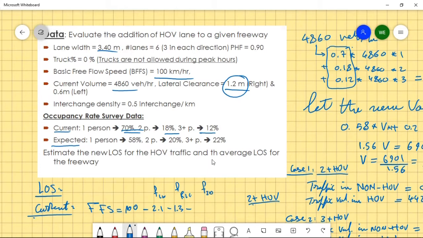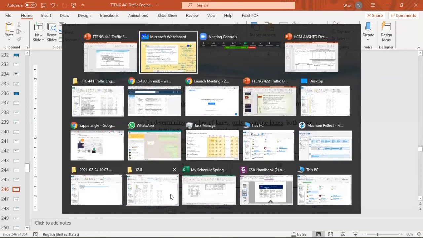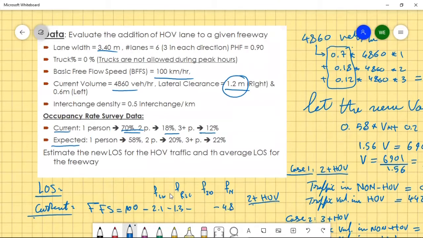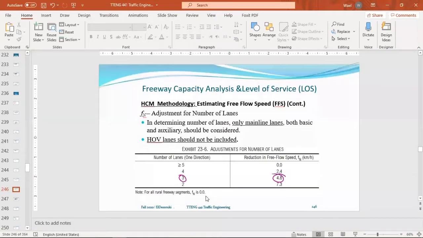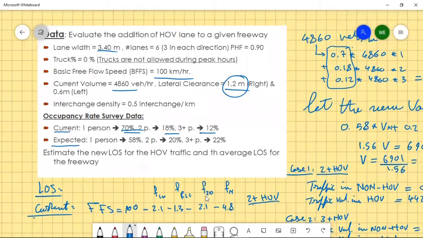Minus the other factor, which will be the interchange density factor. We have 0.5 interchange per kilometer, and there's another factor for number of lanes. So the interchange density we have 0.5. We go here, okay, no, that's the adjustment factor for number of lanes. It's 3, so we have 4.8. So this is minus 4.8. And for the interchange density, we have 0.5, so it corresponds to 2.1. So here's 2.1.